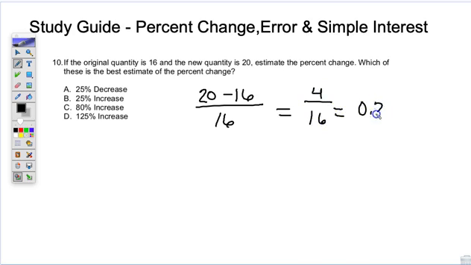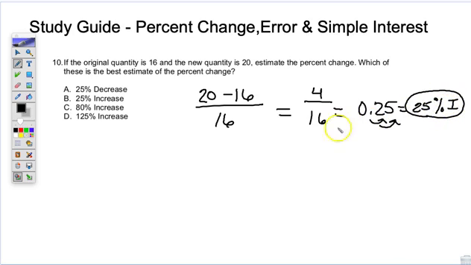Question 10. If the original quantity is 16 and the new quantity is 20, estimate the percent change. Which of these is the best estimate of the percent change? Well, I like to figure out the actual, so let's do that. Find the difference between the two and always divide by the original. 20 take away 16 is 4, divided by 16. That is going to be a decimal, 0.25 or 25 hundredths. Moving it 2 places to the right, we get 25%, and of course it is an increase.